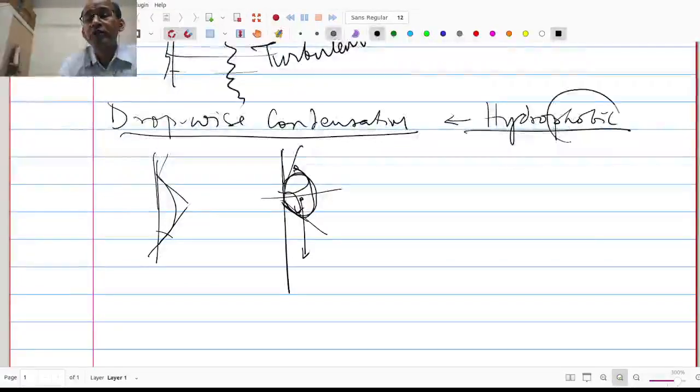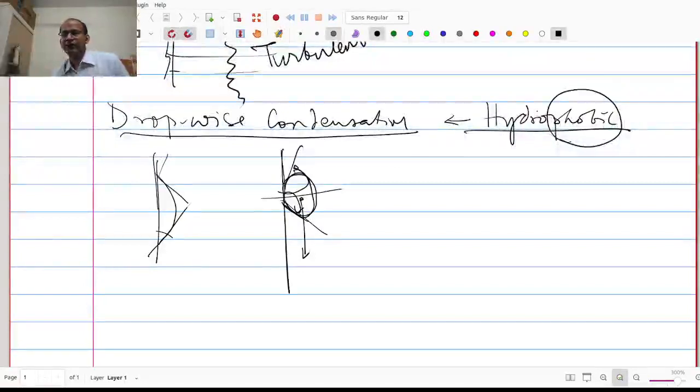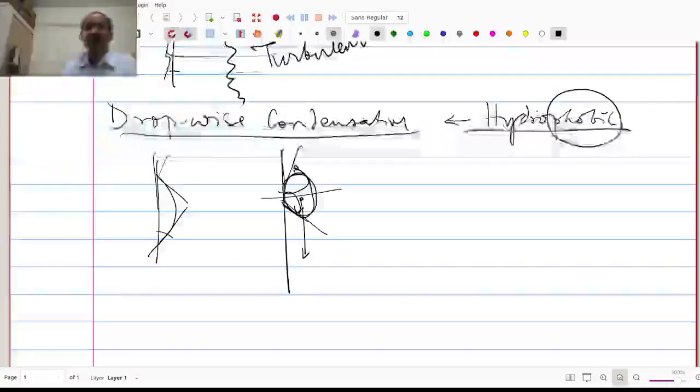You need to understand this word phobic. Phobic is phobia, basically means fear. So this surface is afraid of liquids, right? Hydrophobic is afraid of water. So a surface where it does not hold the water but just gives it away is hydrophobic. So the water does not stick to it.